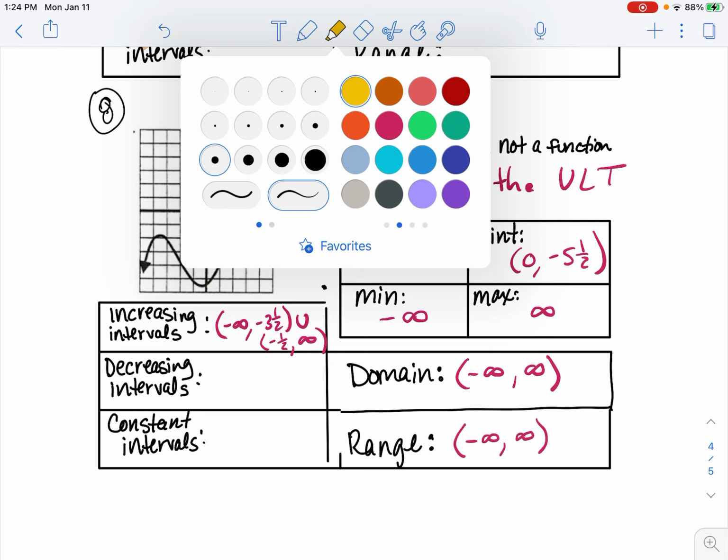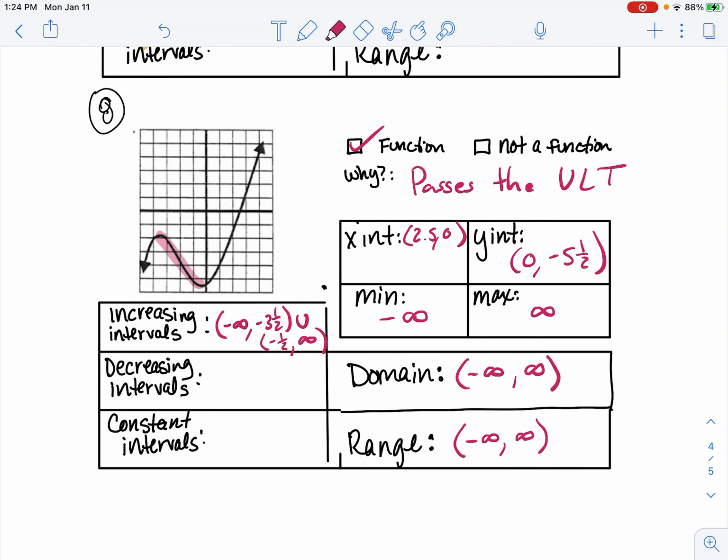Now for decreasing intervals, it's decreasing here, which is going to be from -3.5 until -0.5. It's the same points we used up here, but you could also just do this to find the decreasing. And at no point is it constant, so you say not applicable.